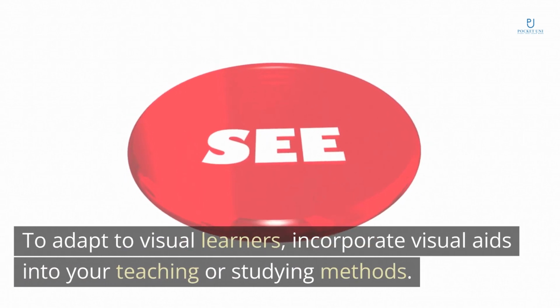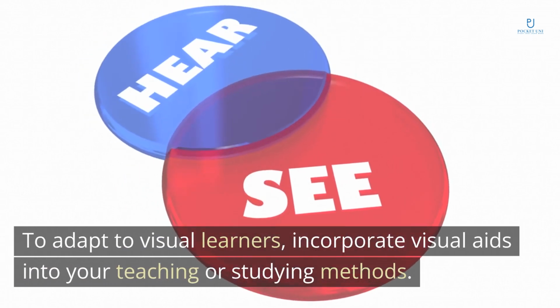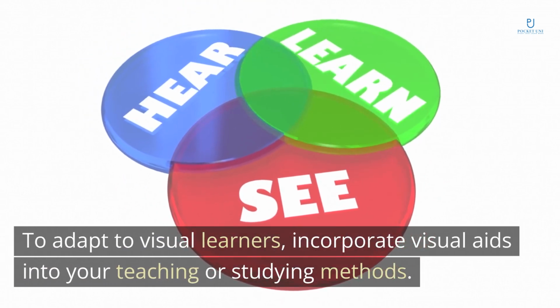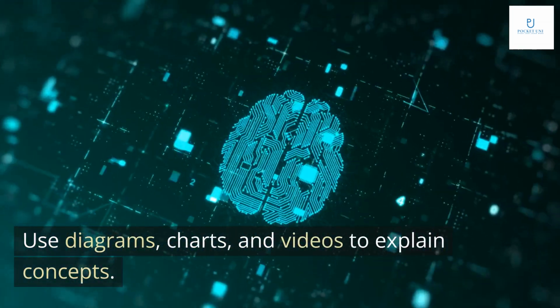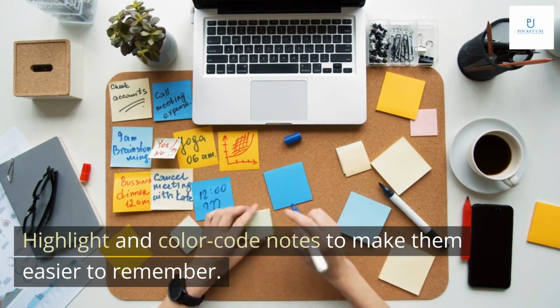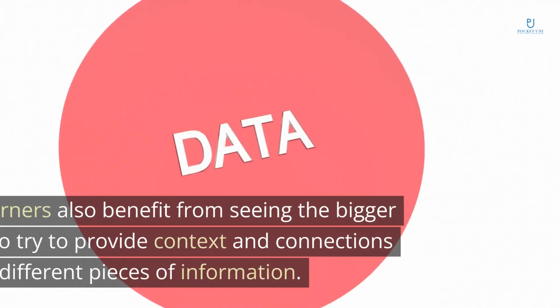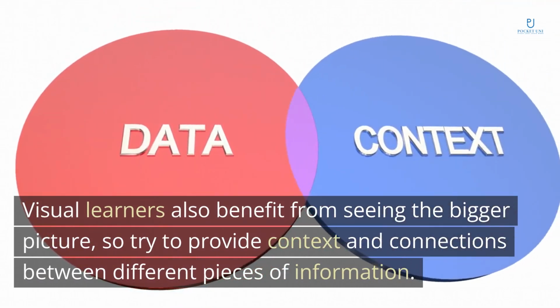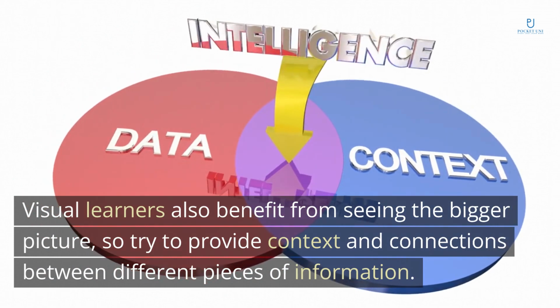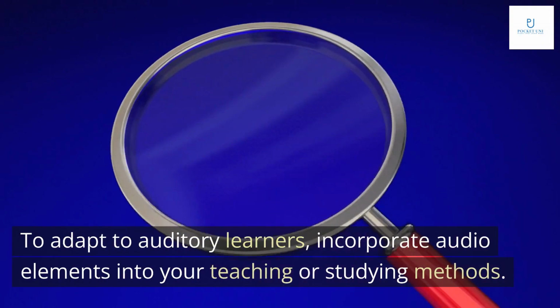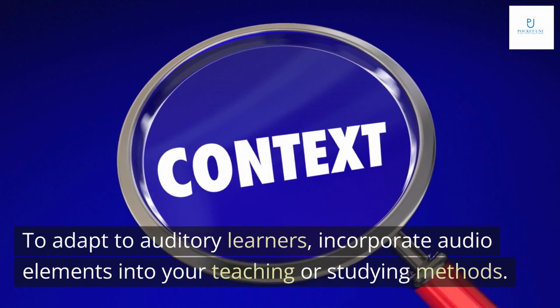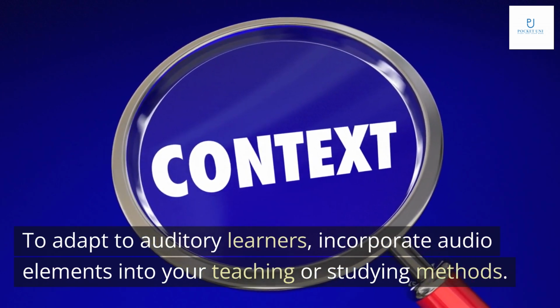To adapt to visual learners, incorporate visual aids into your teaching or studying methods. Use diagrams, charts, and videos to explain concepts. Highlight and color code notes to make them easier to remember. Visual learners also benefit from seeing the bigger picture, so try to provide context and connections between different pieces of information.